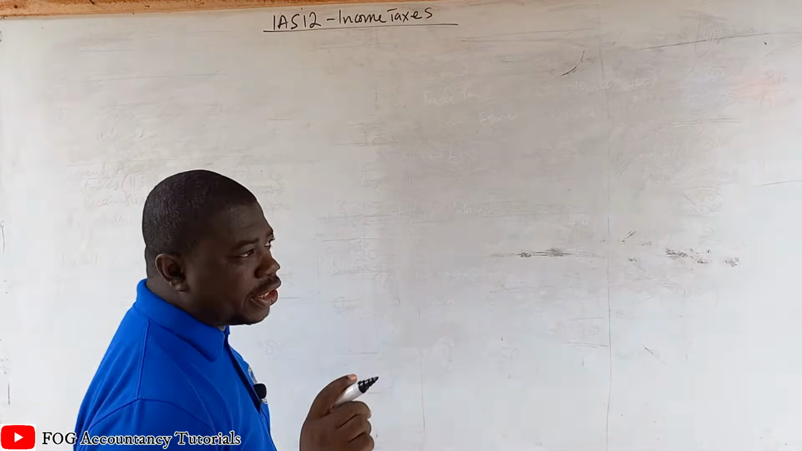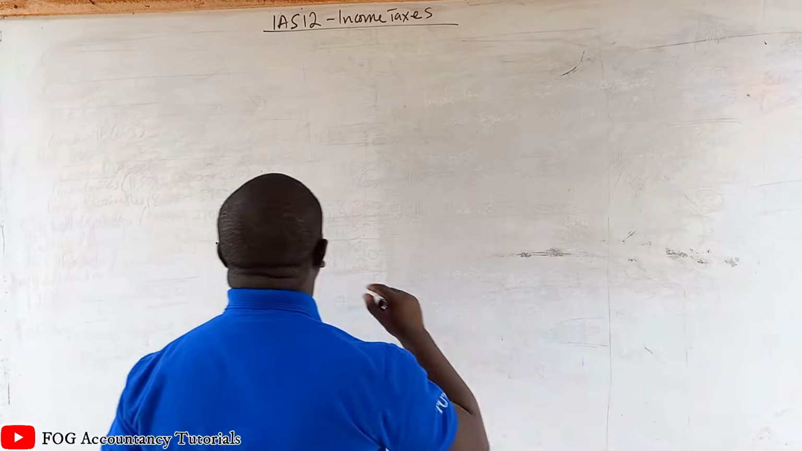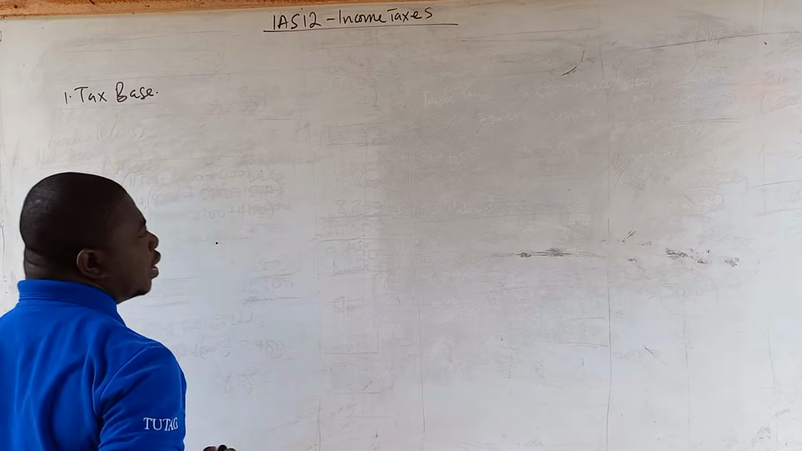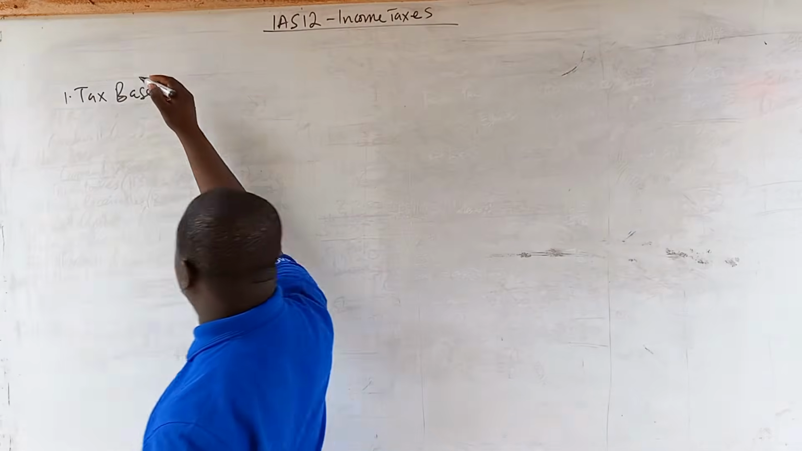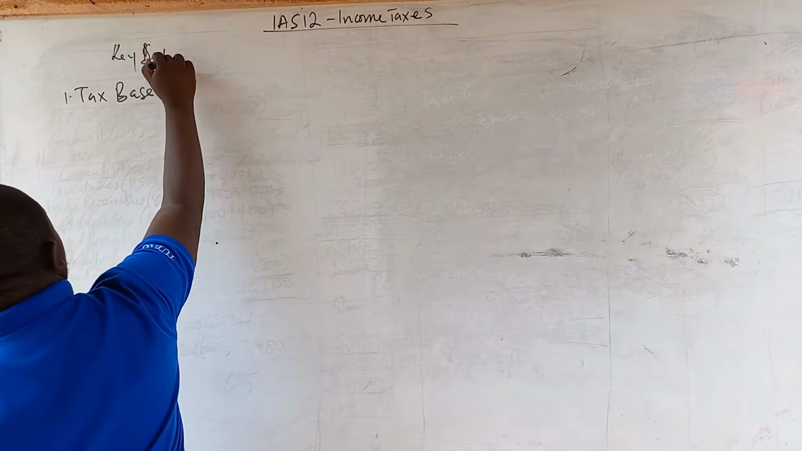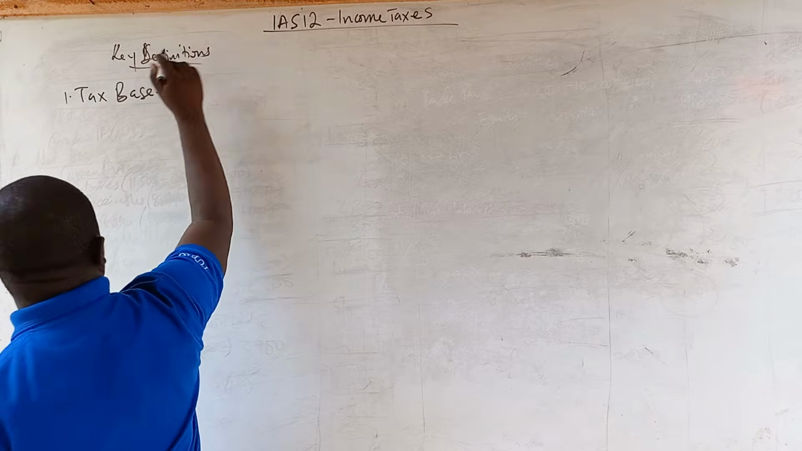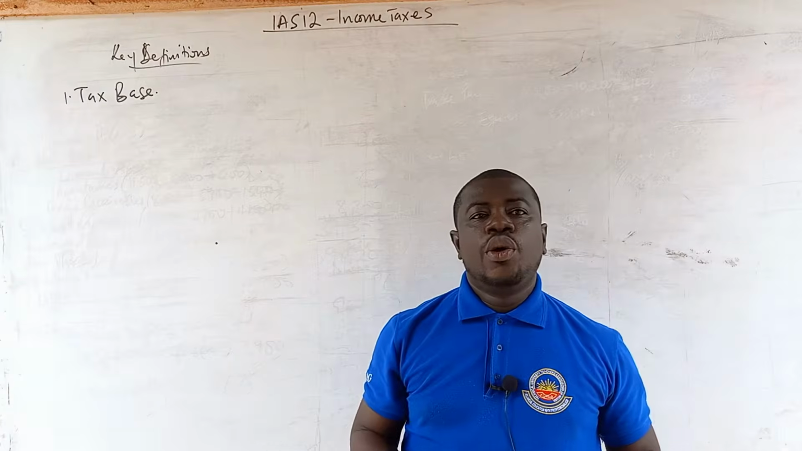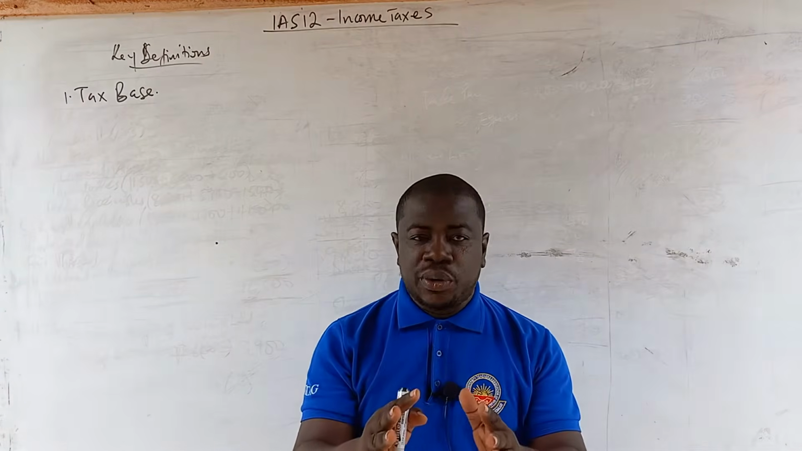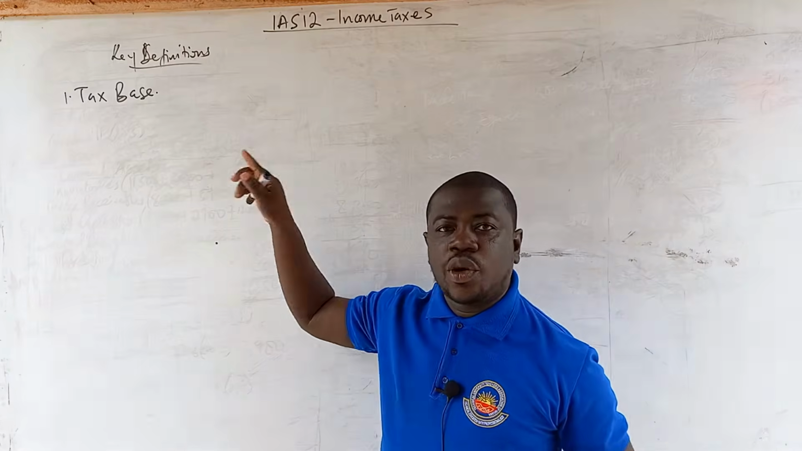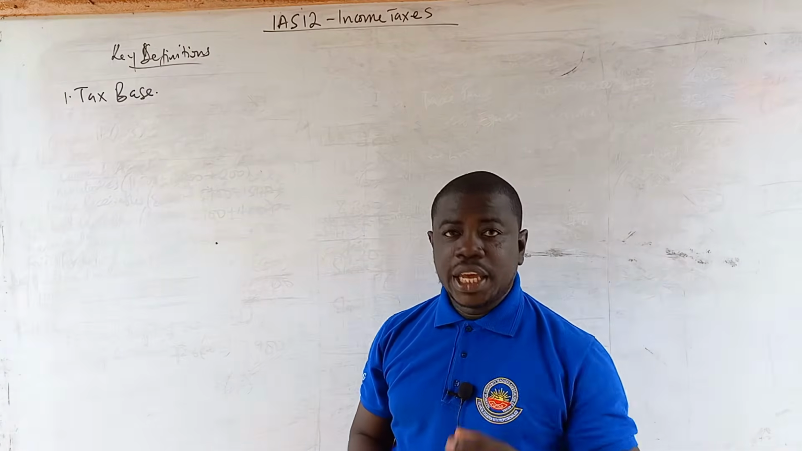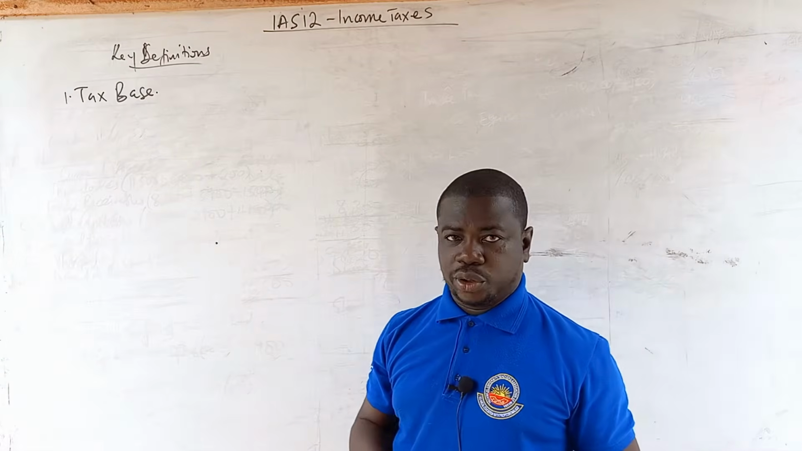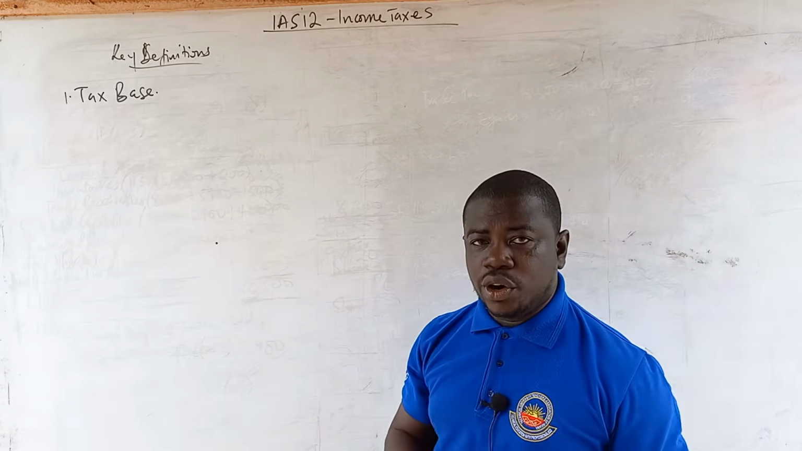So the first concept that you should understand when it comes to income tax is tax base. These are key definitions that I'm going to mention. The first one is the tax base of an asset. When we talk about the tax base of an asset or liability, we are talking about the amount that has been attributed to the asset or liability for the purpose of tax. For tax purposes, the revenue authority in Ghana, the Ghana Revenue Authority, or any tax agency in your country.